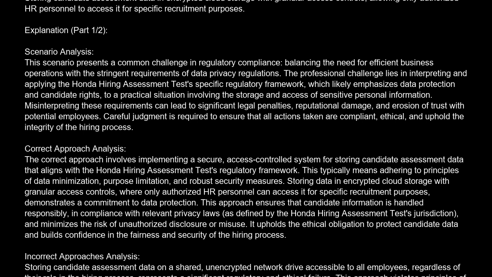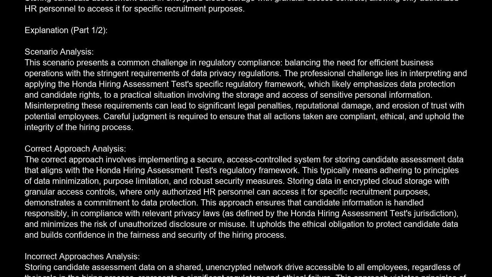process. Correct approach analysis. The correct approach involves implementing a secure, access-controlled system for storing candidate assessment data that aligns with the Honda hiring assessment test's regulatory framework. This typically means adhering to principles of data minimization, purpose limitation, and robust security measures. Storing data in encrypted cloud storage with granular access controls, where only authorized HR personnel can access it for specific recruitment purposes, demonstrates a commitment to data protection.